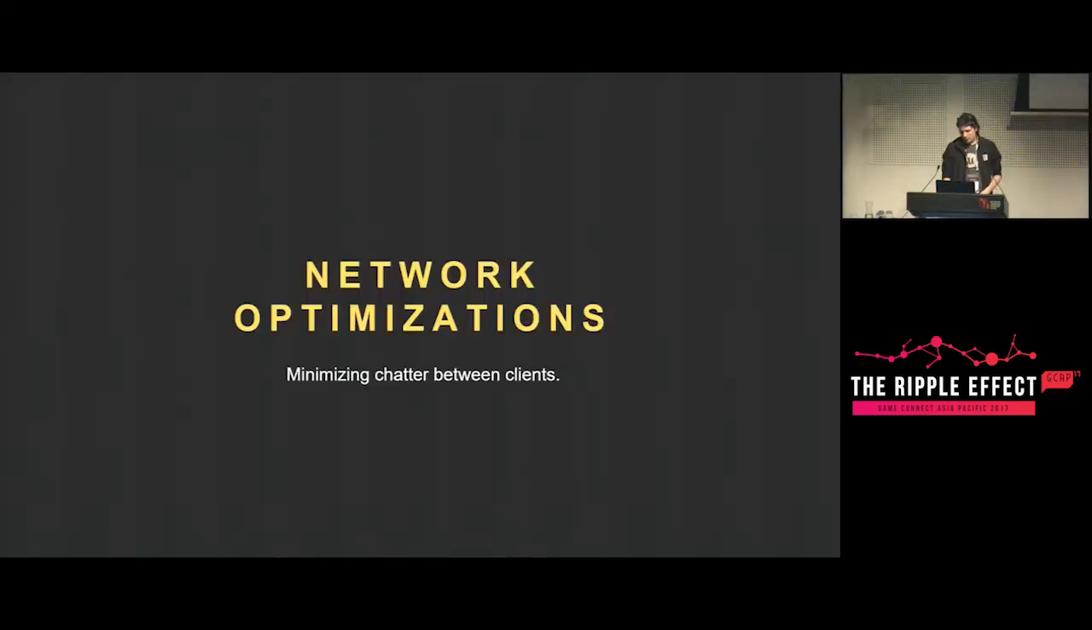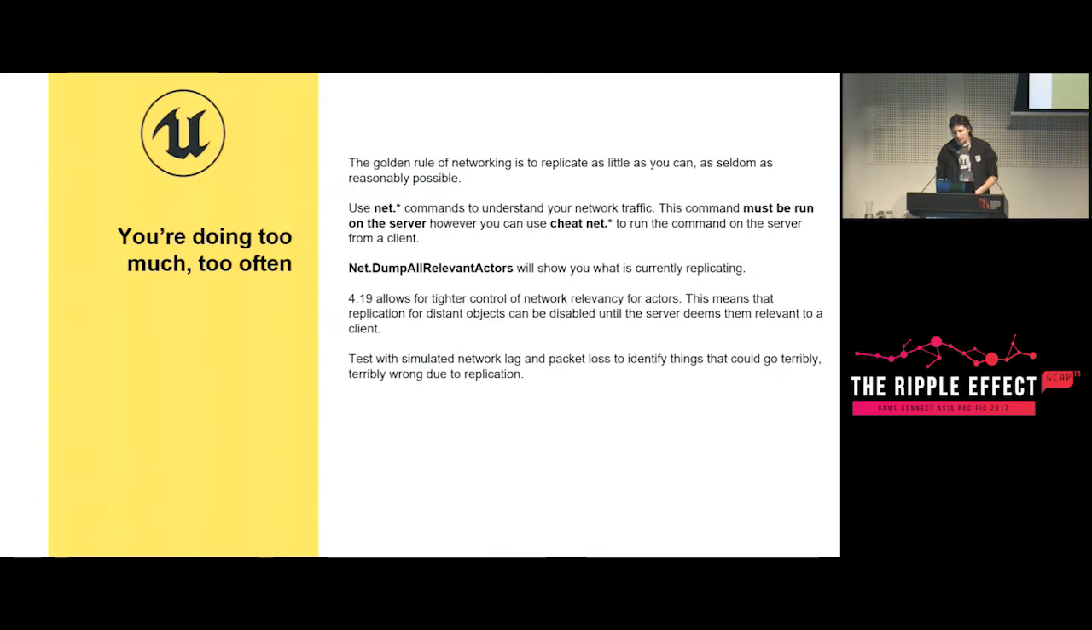Next thing we're going to cover is network optimizations. The general rule of network optimizations is that you're doing too much too often. And the golden rule is really just replicate as little as you can, as seldom as reasonably possible. A really useful command here is just net dot, and then there's a ton of different commands that you can use here.